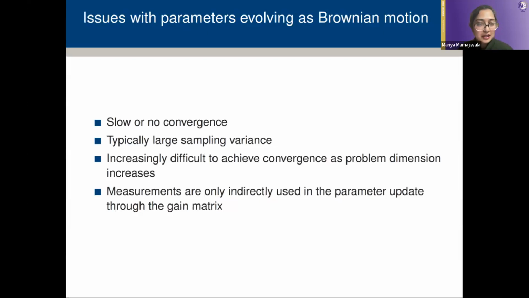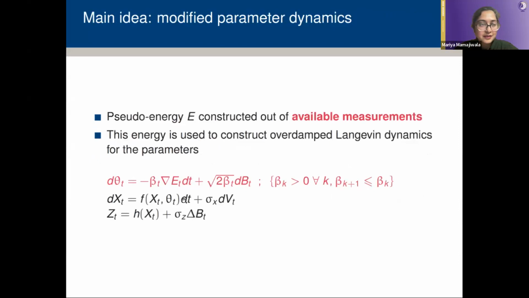Then the sampling variance could be large, which means if you run the algorithm over and over, the results would vary a lot for the converged parameter values. And also it becomes increasingly difficult with an increase in the problem dimension. And finally, here we observe because parameters don't really have any physics associated with them, the measurements are only used indirectly to update the parameter values in the update step of filtering. So motivated by these issues, we propose a modified dynamics by introducing a drift in the parameter dynamics, which directly uses the measurements.